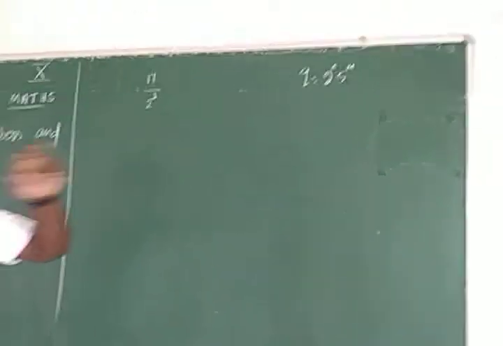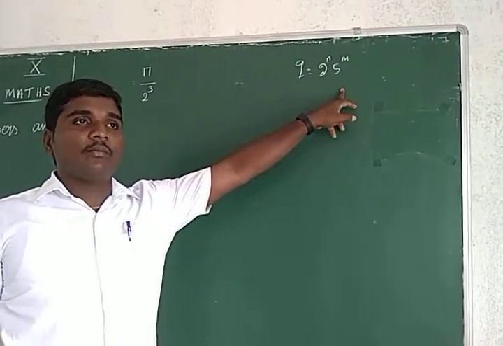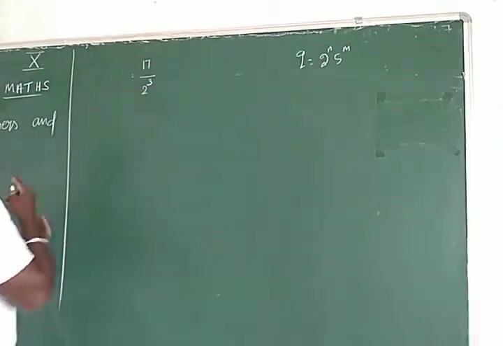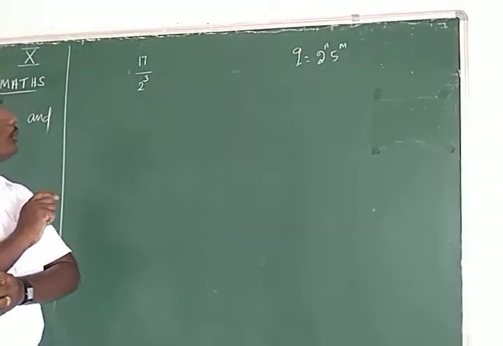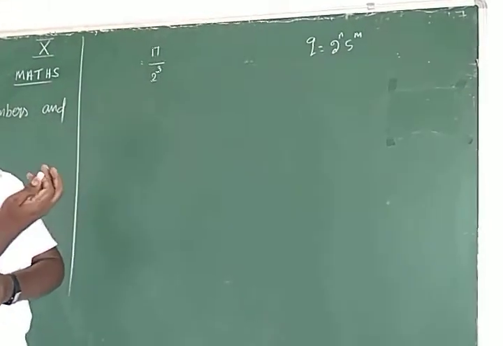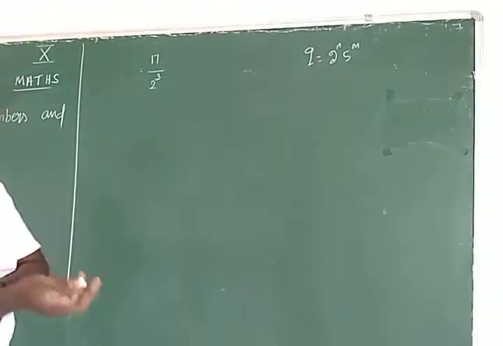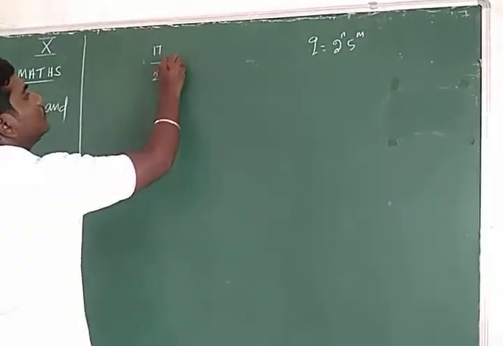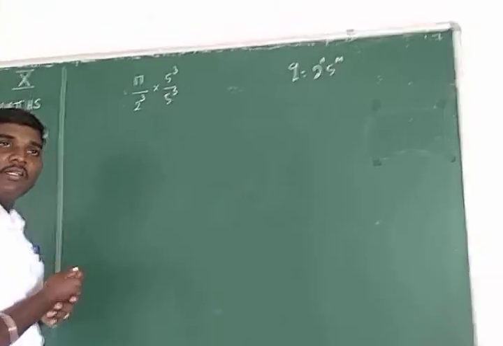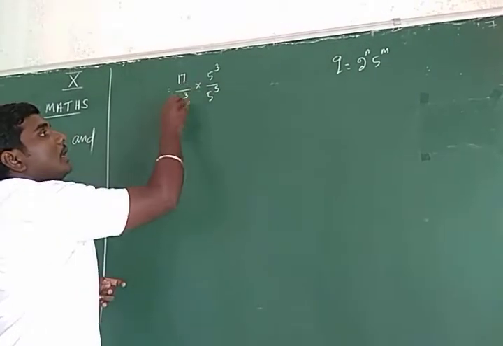There is no need for both factors at the same time. I will explain. Now we have only 2 power n; we don't have 5 power m. But we can multiply here by 5 power 3 divided by 5 power 3, the same number in both numerator and denominator.